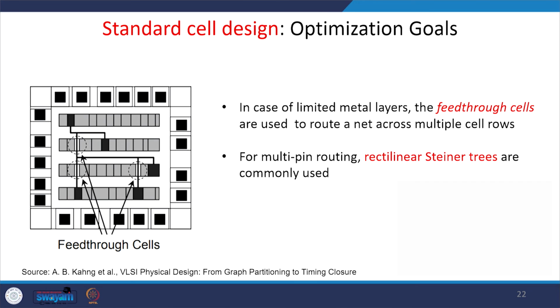Now we will discuss the standard cell based design style. In this case, there are two different approaches for routing. One is case 1, with a limited number of metal lines, where we use only metal 1 and metal 2 for routing.